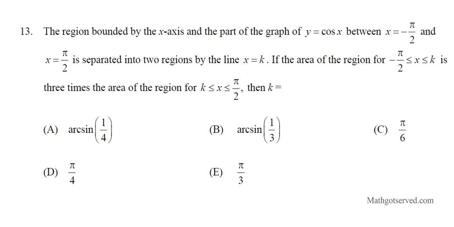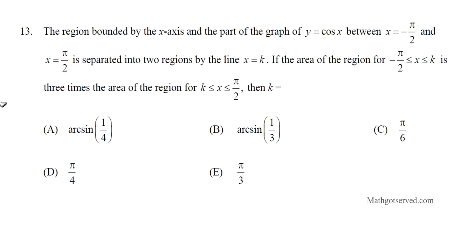Question number 13. It says the region bounded by the x-axis and the part of the graph of y equals cosine x between negative pi over 2 and pi over 2 is separated into two regions by the line x equals k. If the area of the region for negative pi over 2 less than or equal to x less than or equal to k is 3 times the area of the region for k less than or equal to x less than or equal to pi over 2, then k is what? Alright, so how can we partition that area in such a way that the region on the left has 3 times the area of the region on the right?